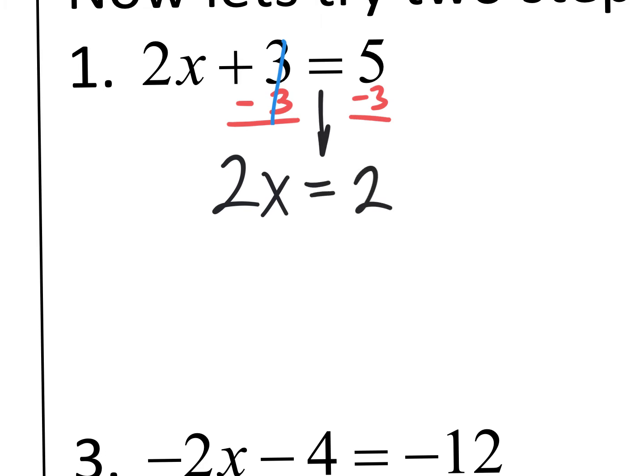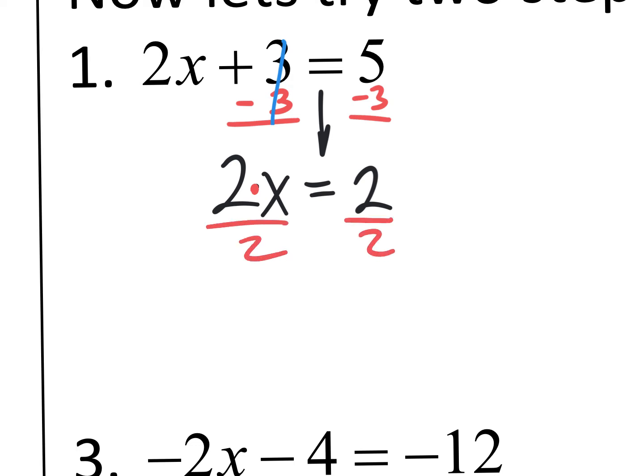Now at this point, you've got to really understand what's going on here. Like, I need to get rid of this 2, but I don't take away 2. What do I actually do? Divide by 2, right? You've got to understand that it's saying 2 times x. There's a multiplication that's invisible, but it's 2 times x. So the way to get rid of that multiplication by 2 is to divide by 2.